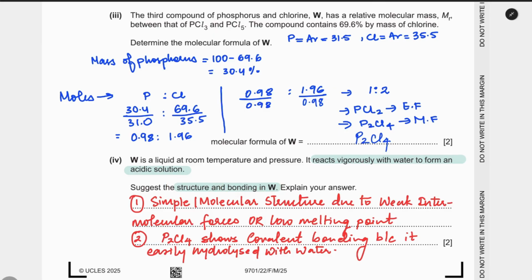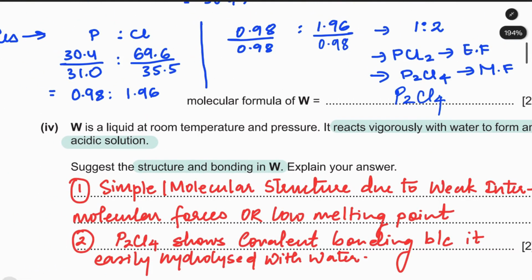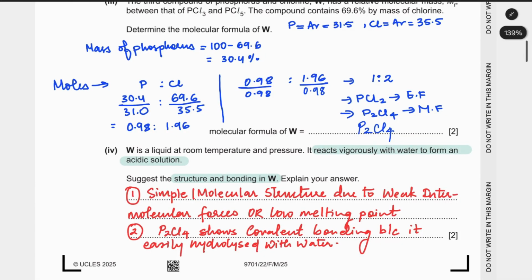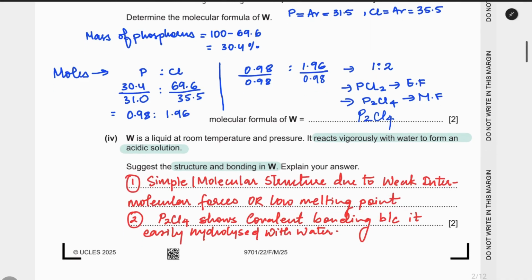Explain your answer. Whenever they ask for structure and bonding, we need to talk about the forces between the molecules. We already know that PCl2, P2Cl4, all these have molecular structures, so they are simple molecular structures due to weak intermolecular forces, or you can also write low melting point. Second, we talk about the bonding. P2Cl4 shows covalent bonding and it can easily hydrolyze with water, and that's the reason, as we can see in the question itself, it reacts vigorously with water to form an acidic solution. So we write two statements, which gives us the 2-mark answer.